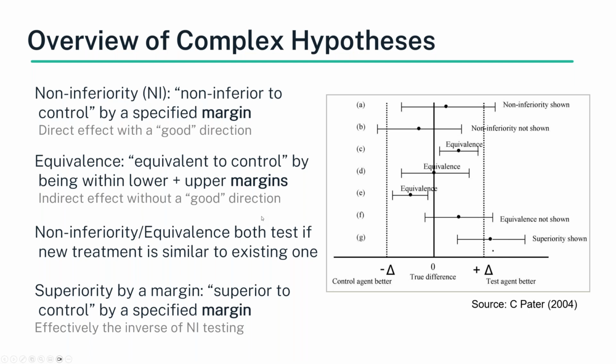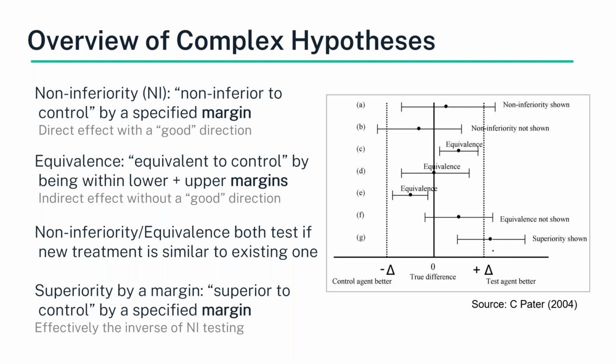So then lastly, you've got superiority by a margin testing, and in a statistical sense, it's effectively the inverse of non-inferiority testing, because you're looking to show that your new treatment is better than control by a specified amount. But it is distinct then in terms of its clinical objectives. And so in an inequality test, you're looking to test a difference greater than 0, for example, but in a superiority by a margin test, you might be looking to test a difference greater than 0.2 or something like that.